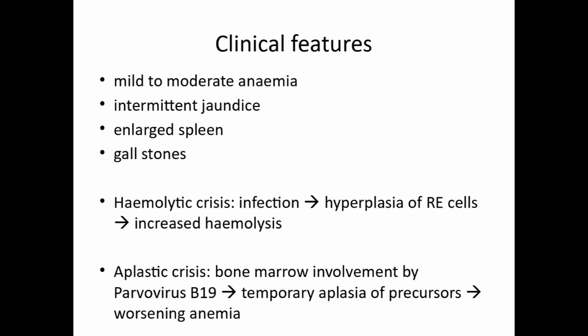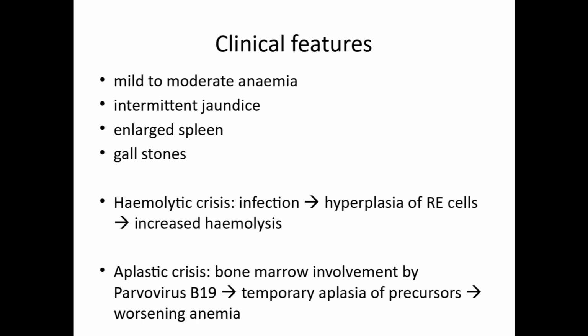Clinically, the patients will have mild to moderate anemia with intermittent jaundice as and when there is hemolysis. There will be an enlarged spleen. Why? Because the spleen is the site where these RBCs are getting hemolyzed. Then there also will be gallstones.